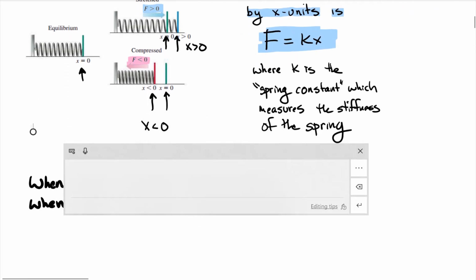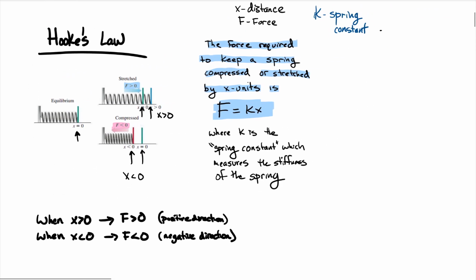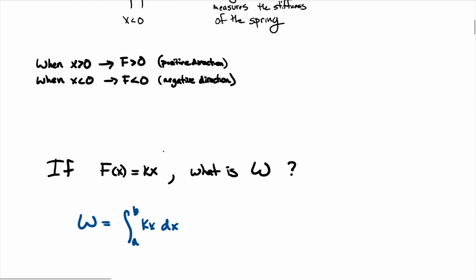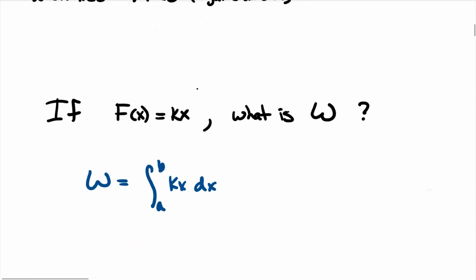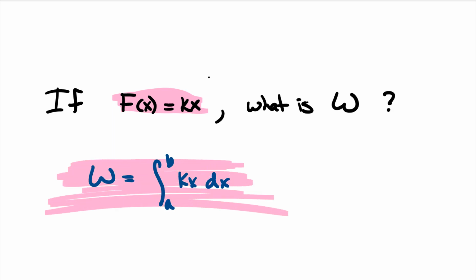Let's jump into what the formula is. Oh, look at that. That's what I was just talking about. When x is greater than 0, the force is greater than 0. We're moving in the positive direction. When the distance is less than 0, the force is less than 0. And here we have a force function. This is our Hooke's Law right here. The force is the spring constant times x. What is W? This is how we're going to find the work done to compress or stretch a spring.